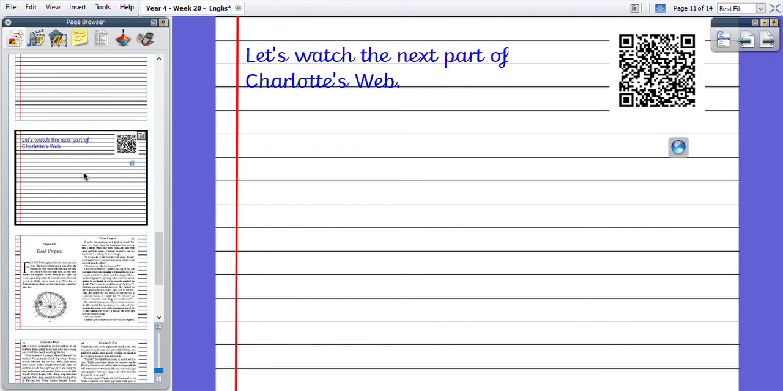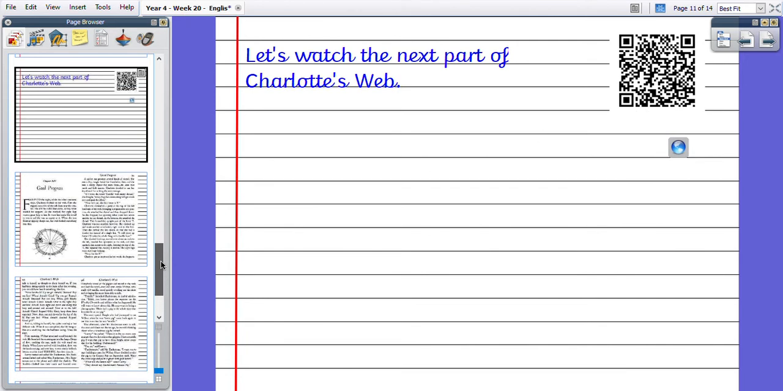Okay, so the next thing I want you to do is I want you to watch the next part of Charlotte's Web. So this is on the website, or the QR code is here if you would rather use that. Okay, and we're going to move on our reading of Charlotte's Web to the next part of the story. So watch that little bit and then we're going to read some more of the book. So off you go.